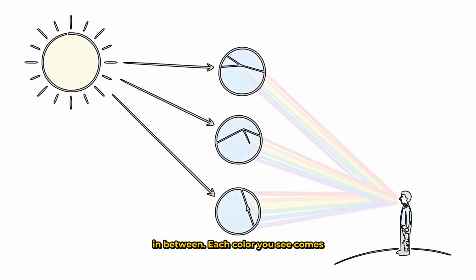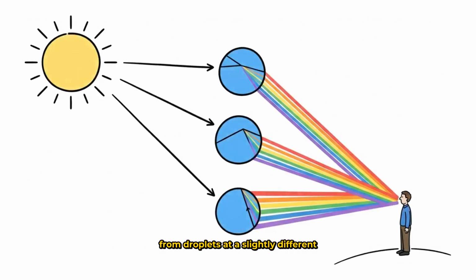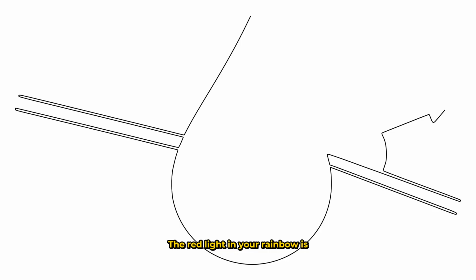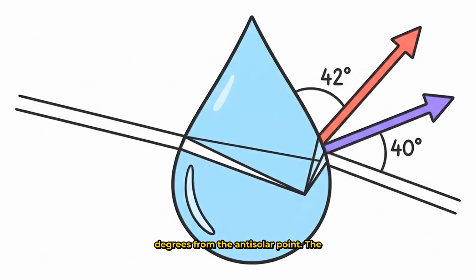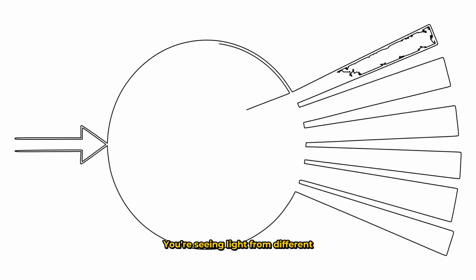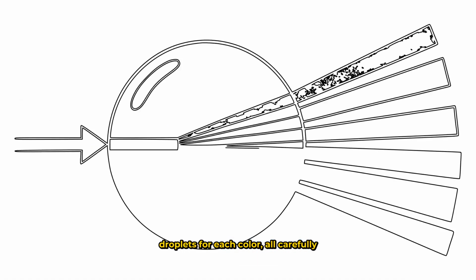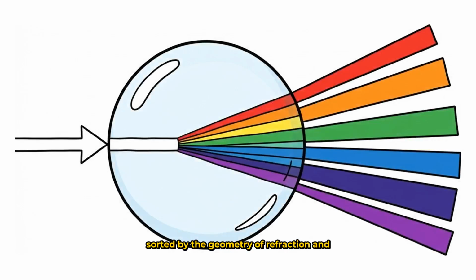Each color you see comes from droplets at a slightly different location in space. The red light in your rainbow is coming from droplets at about 42 degrees from the anti-solar point. The violet light is coming from droplets at about 40 degrees. You're seeing light from different droplets for each color, all carefully sorted by the geometry of refraction and reflection.